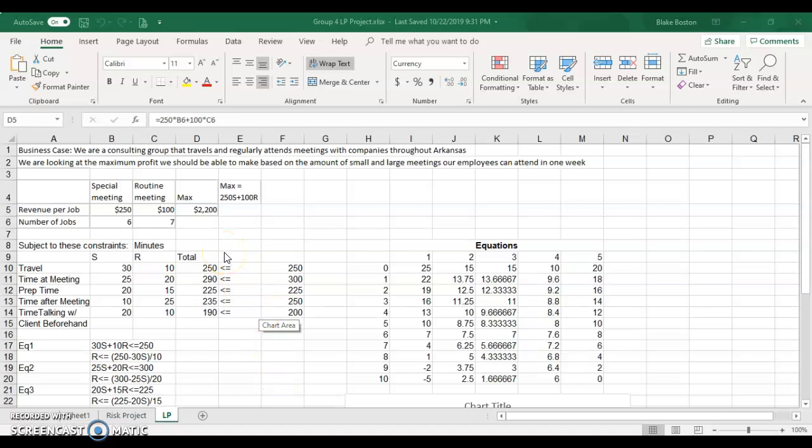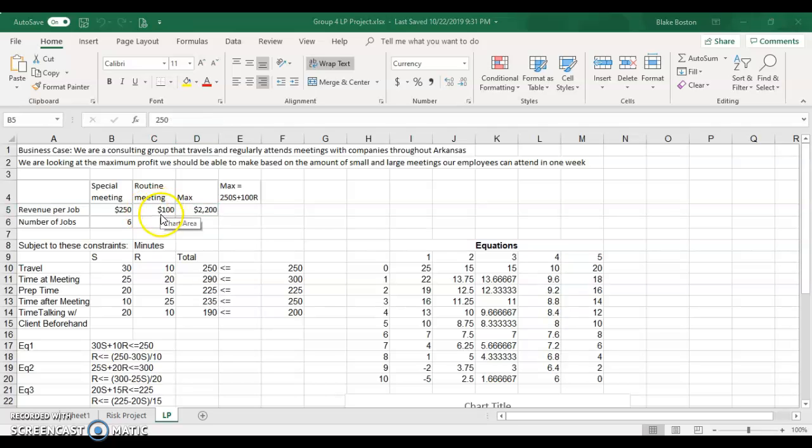We are a consulting group that travels and regularly attends meetings with companies throughout Arkansas. For this case, we are looking at the maximum profit we should be able to make based on the number of small and large meetings our employees can attend in 1 week. So for this, we have two different types of meetings. We have special meetings and routine meetings.